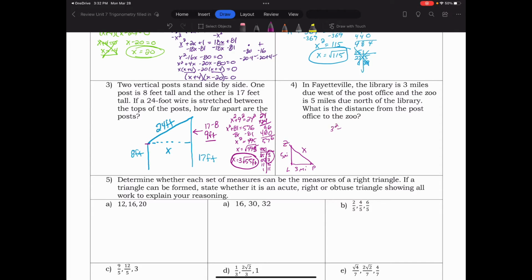So this is going to be 3 squared plus 5 squared is equal to x squared. 9 plus 25 is equal to x squared. 34 is equal to x squared. x is equal to radical 34. And I can't simplify that, so that's my answer.